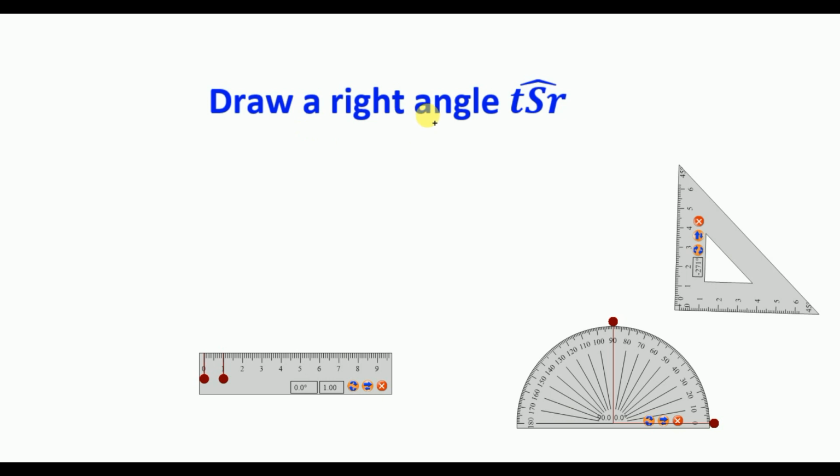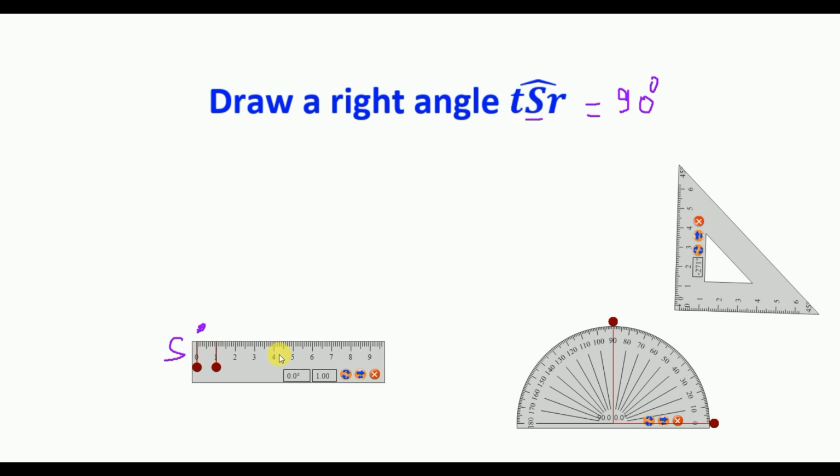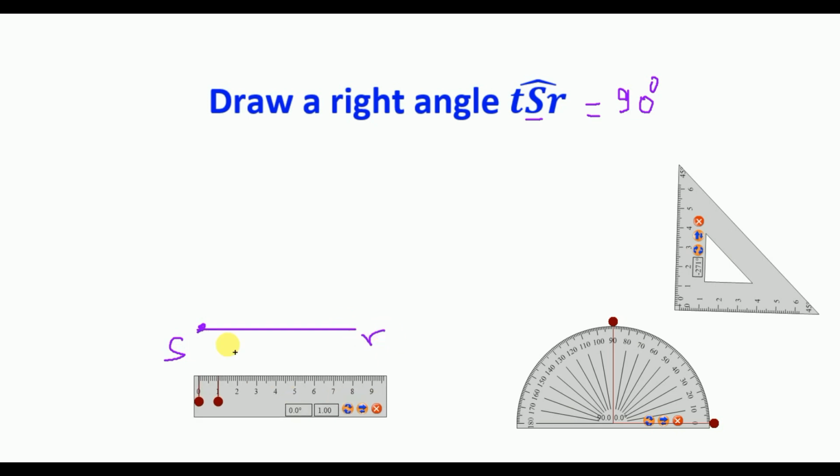Let's draw a right angle TSR. We know that a right angle is equal to 90 degrees. First, we must find the vertex of this angle, which is point S. We place a point and we name it S. Then we draw one of the two sides, either ST or SR. For example, if I want to draw first SR, as long as we want.